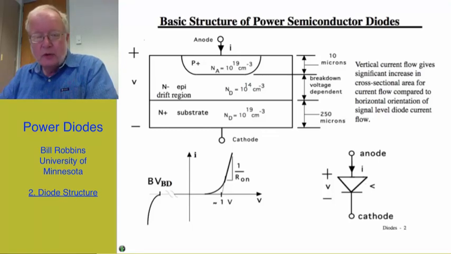The reason for the vertical orientation is it gives us a much larger cross-sectional area for current flow, so we can have very large currents flowing in the power diode without excessively high current densities.